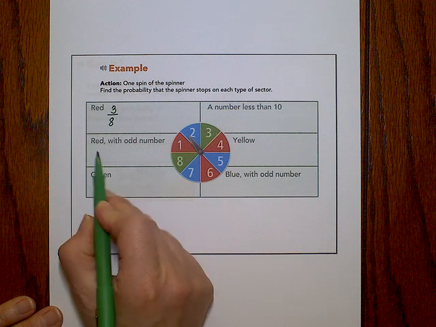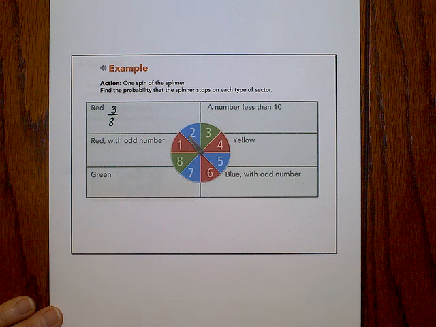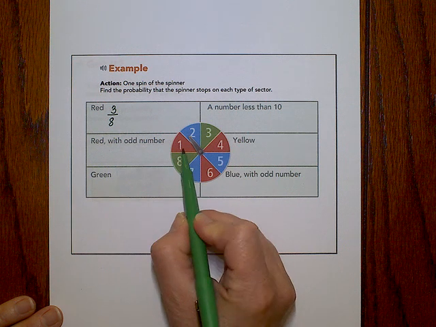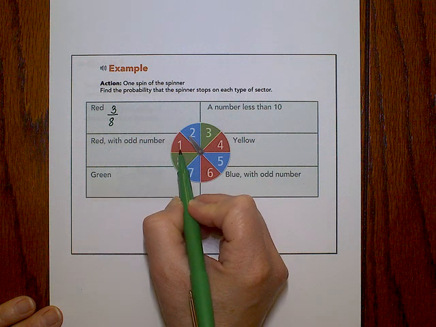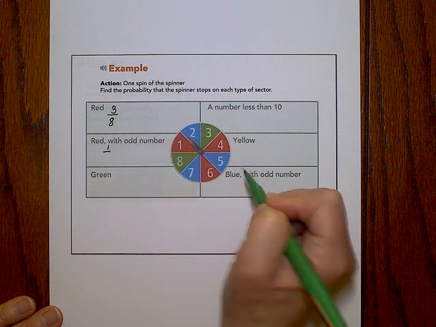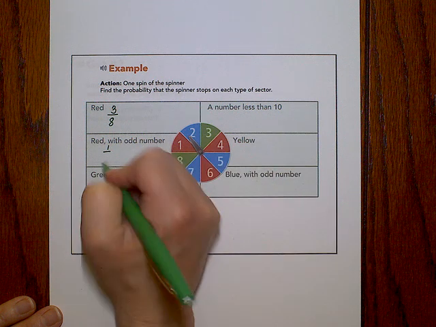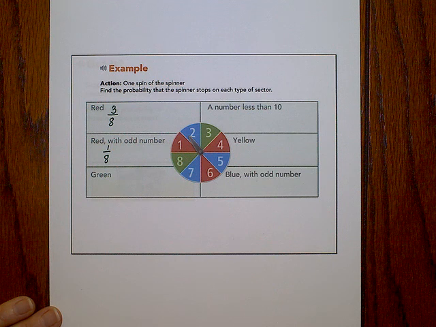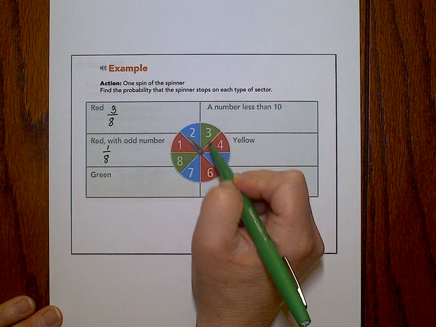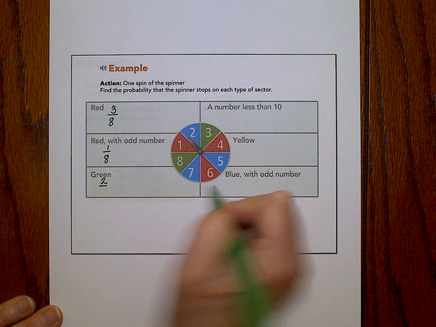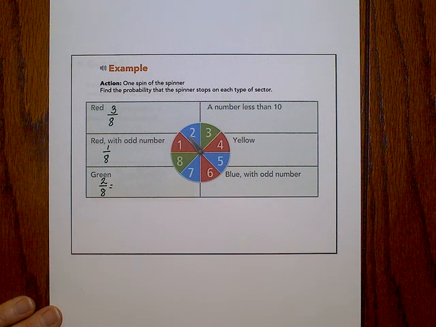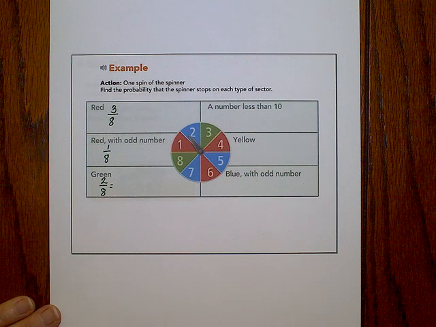If we move down here, we have red with an odd number. So again, I have 3 reds, but when I look at those 3 reds, only one of them is odd. So that is 1 out of, and again, we have 8 sectors. Green, take a look at our spinner. How many greens do we see? There are 2 of them. So that's going to be 2 out of 8 sectors. And remember to reduce your fractions. On your assignment today, your fractions do have to be simplified.